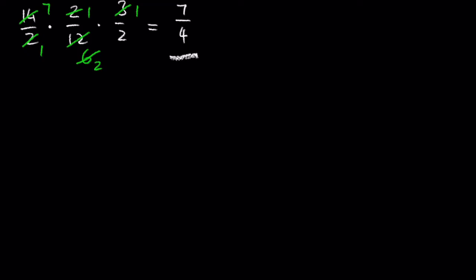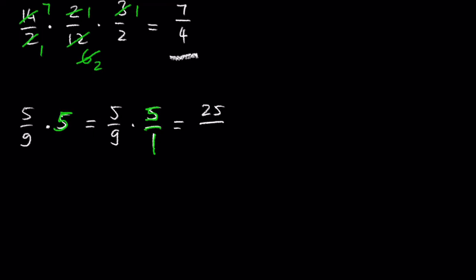Let's look at an example where we have to multiply a fraction with a whole number. 5 over 9 times 5. In this case, we write the 5 as a fraction by adding a 1 under it. So it becomes 5 over 1. Five times 5 is 25. And 9 times 1 is 9.